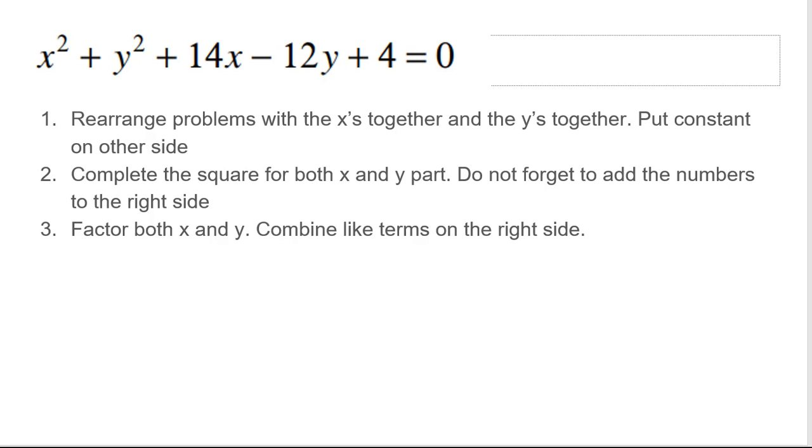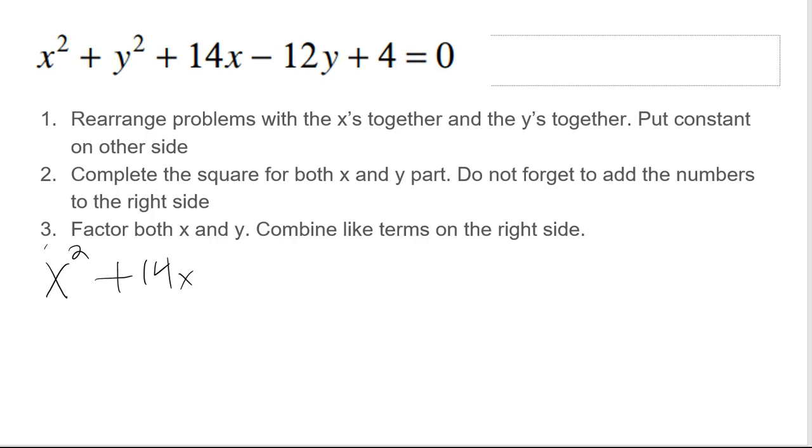Alright, step number 1, it says rearrange the problem with the x's together and the y's together. Put the constant on the other side. So the first thing I'm going to do is put x squared first. Now when I move the 14 over, guys, I'm just moving it. It doesn't become negative 14. You only change signs when it goes to the other side.